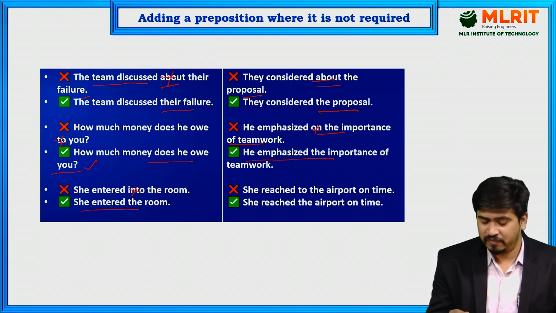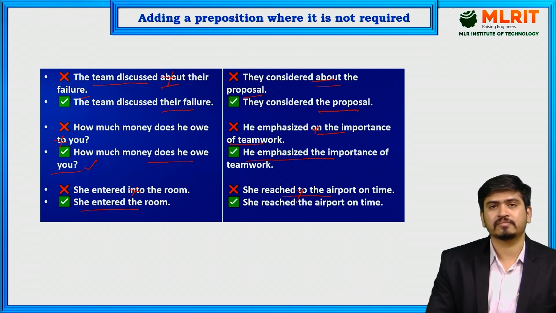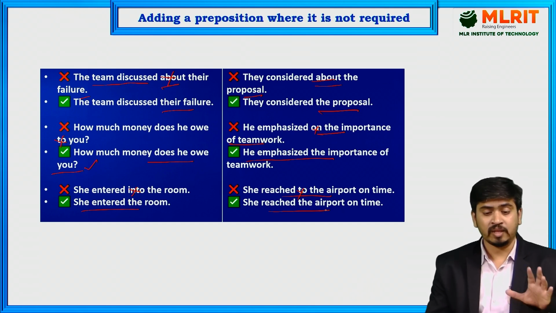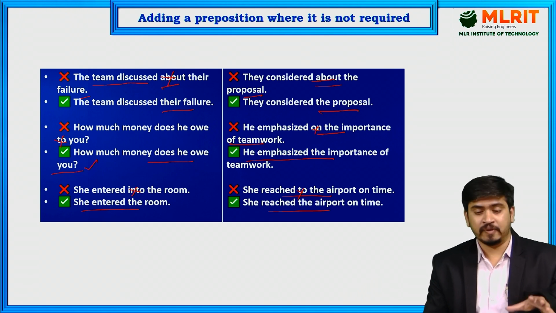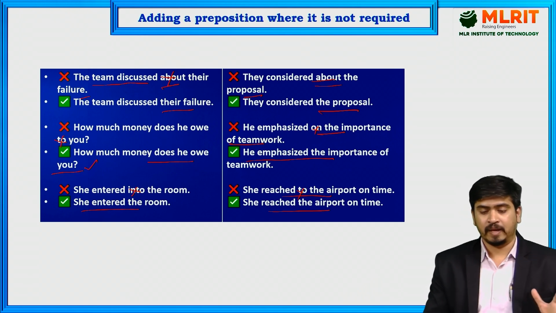Now, the last one for this. She reached to the airport. No. She reached the airport on time. Okay. These are the examples for the error where we add a preposition where it is not required. I hope you understood this one.